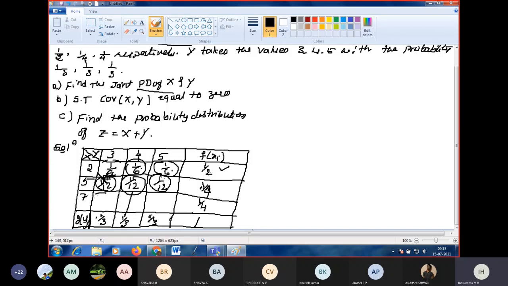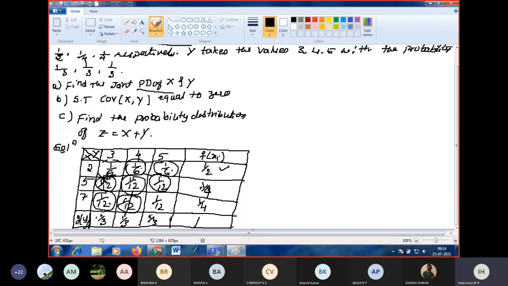So next, the value of this cell is the product of the marginal values of the respective row and column. That is 1 by 3 and 1 by 4, so that is 1 by 12 only. Next, this value: 1 by 3, 1 by 4, again 1 by 12. Next, 1 by 3, 1 by 4, again 1 by 12. 1 by 12 plus 1 by 12 plus 1 by 12 is 3 by 12. That will be 1 by 4.